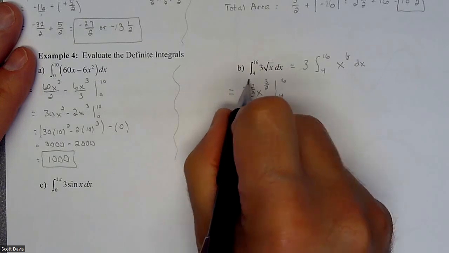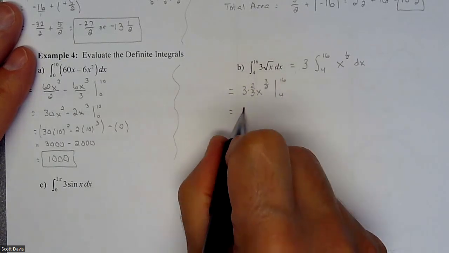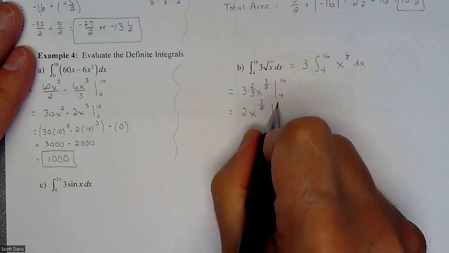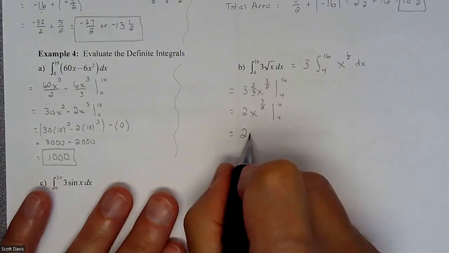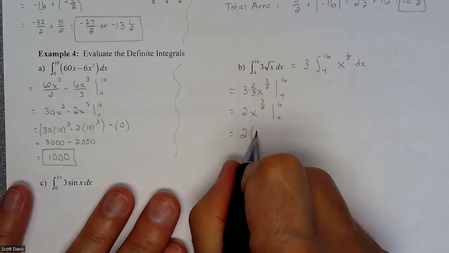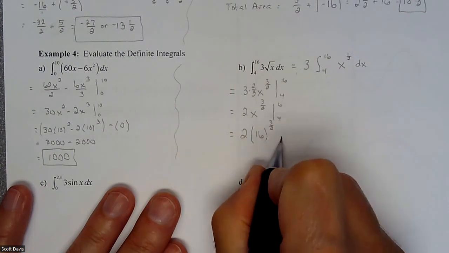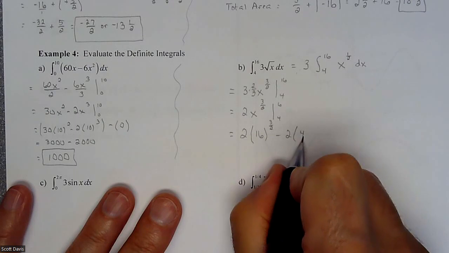So let's simplify this. We'll take 3 divided by the 3 times by the 2. We're looking at a 2x to the 3/2 from 4 to 16. So we'll plug in 16 to the 3/2, minus 2 times 4 to the 3/2.